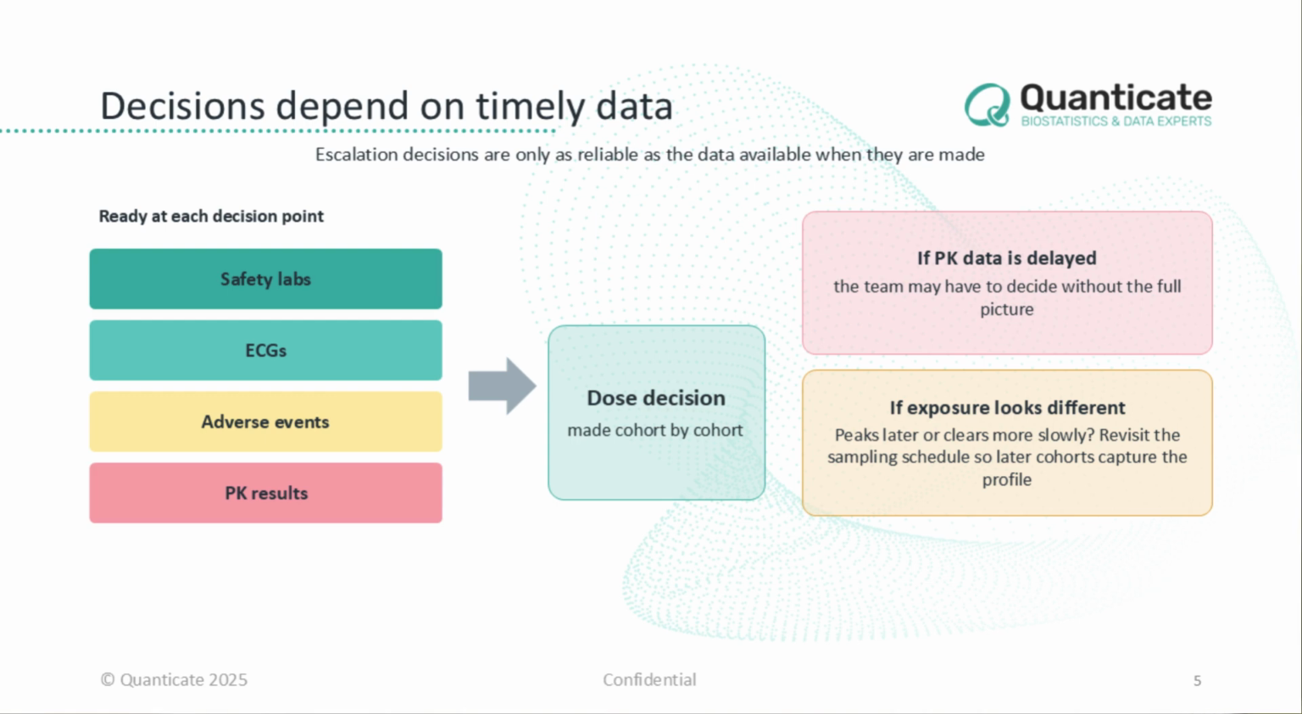Data timing can shape whether escalation decisions are reliable. Safety labs, ECGs, adverse event data, and PK results need to be available when dose decisions are made. If PK data is delayed, the team may be forced to decide without the full picture. If early results show that the drug peaks later than expected or clears more slowly, the sampling schedule may need to be reconsidered so that later cohorts capture the profile properly.